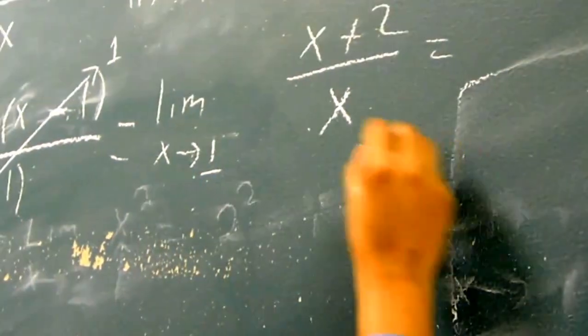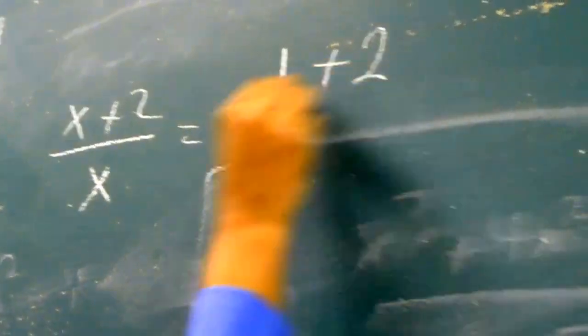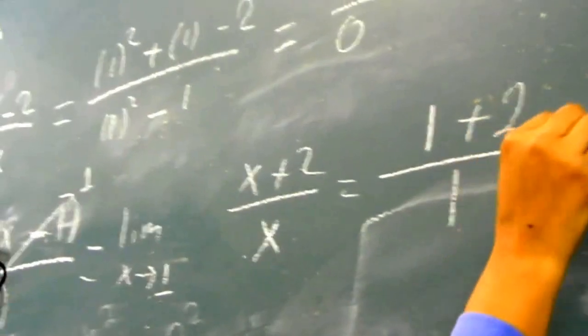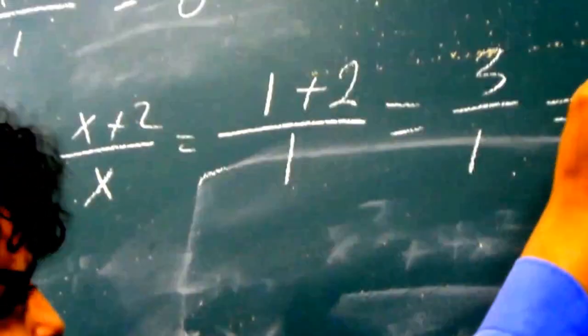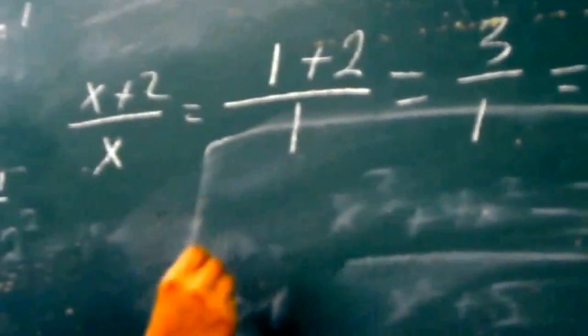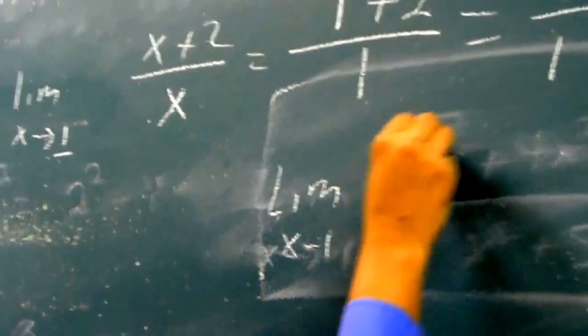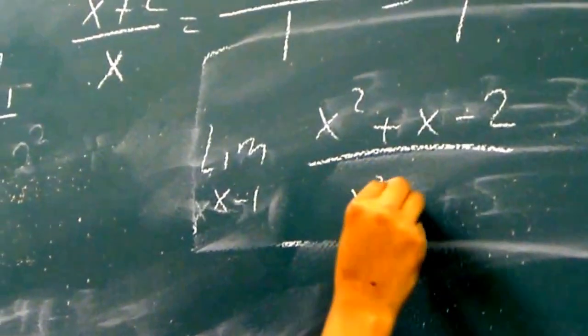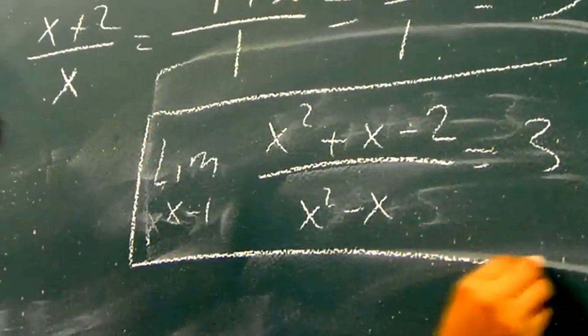And then again, we follow the same step. We look for the x value, which is 1, and we plug it into every x. So I have 1 plus 2 divided by 1, and this is equal to 3 on the top and 1 on the bottom, and 3 divided by 1 is just 3. So now we have that the limit as x is approaching 1 of the function x squared plus x minus 2 divided by x squared minus x is equal to 3. And that's the answer to this limit.